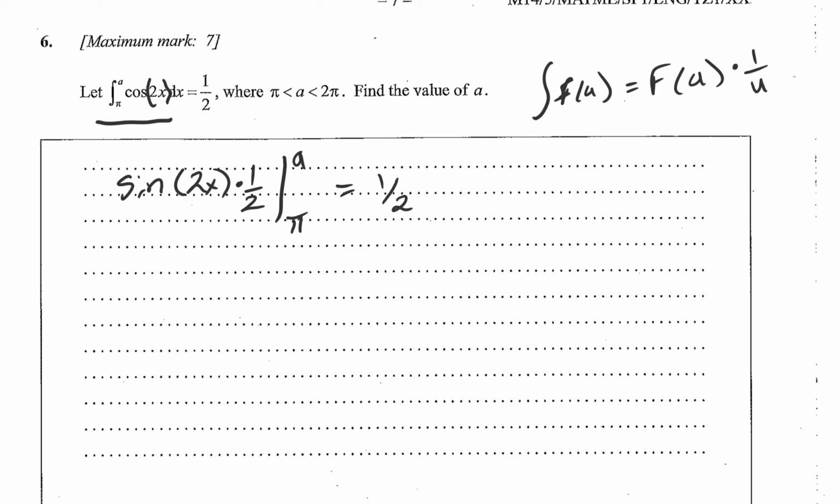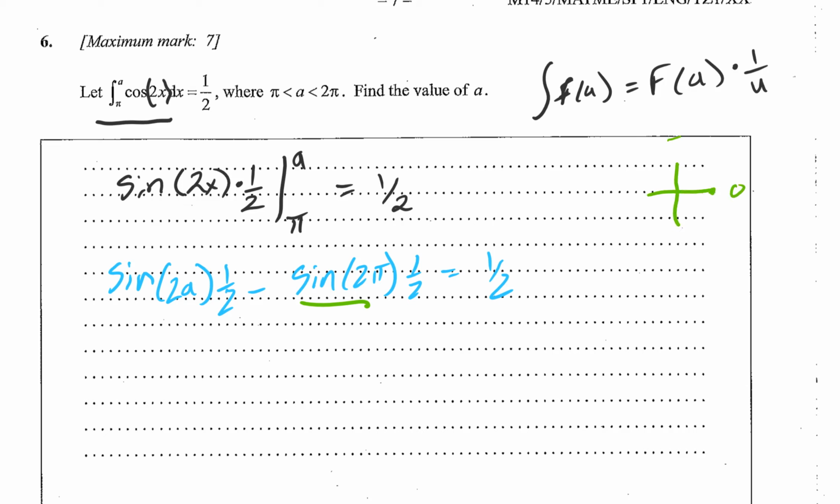Equals 1/2. And now we just have to simplify this. Top minus bottom. So sine of 2a times 1/2 minus sine of 2 pi times 1/2. All that equals 1/2. So next I have to figure out what sine of 2 pi is. And again, most of the questions on IB, if it's a trig question, are going to be a unit circle question. This is no different.